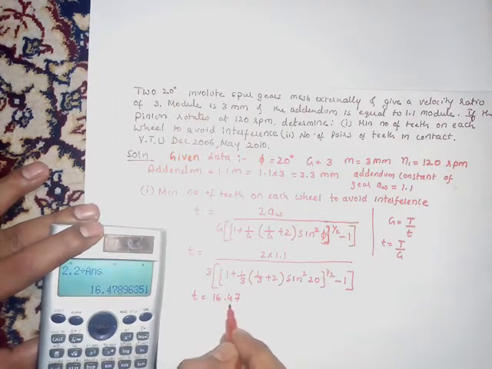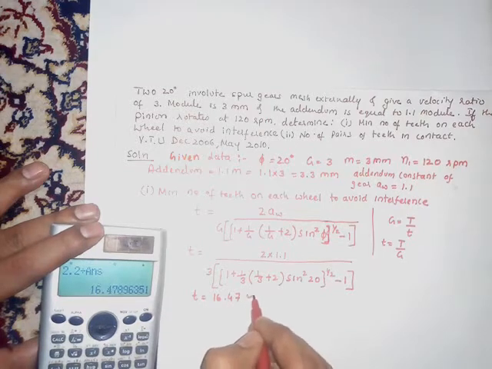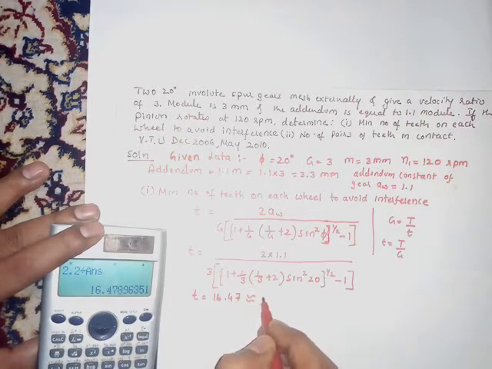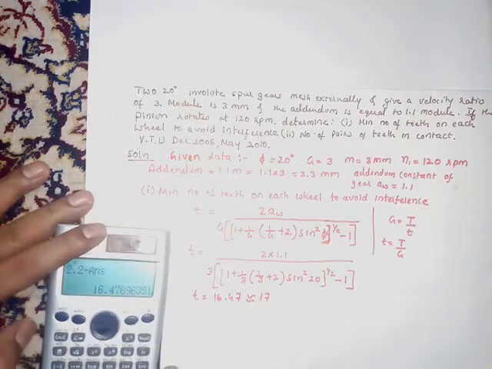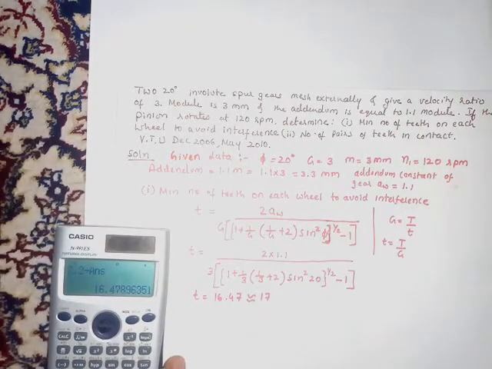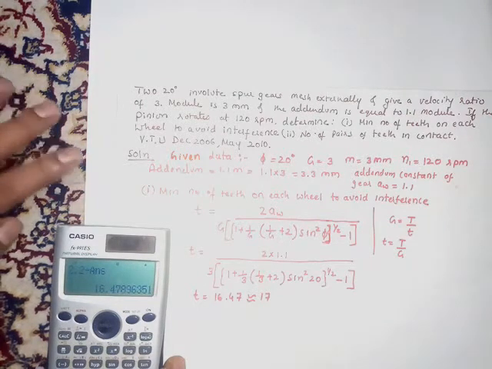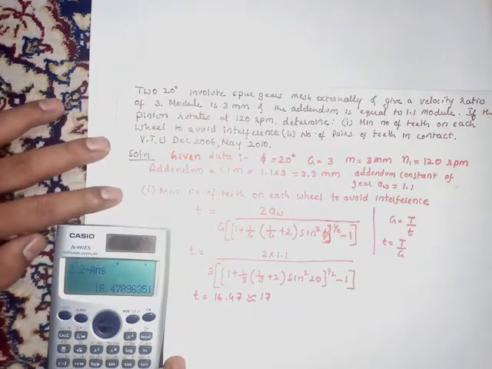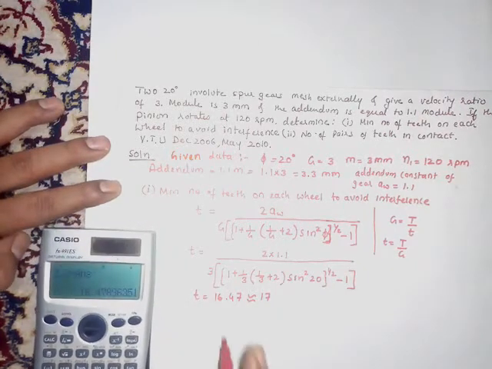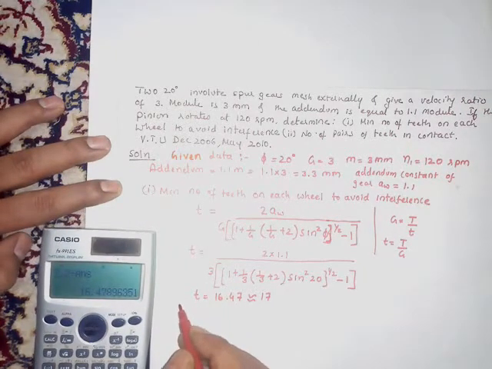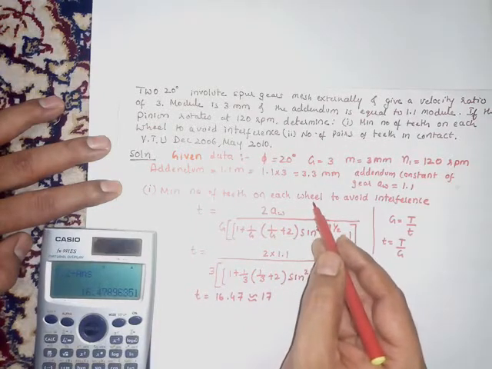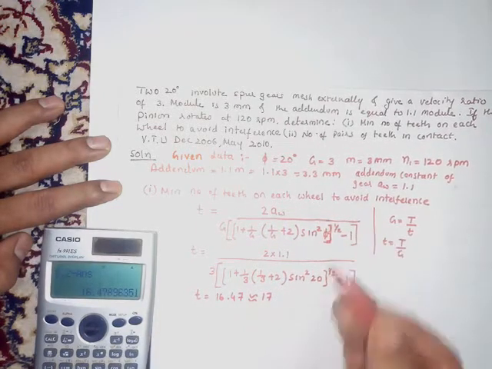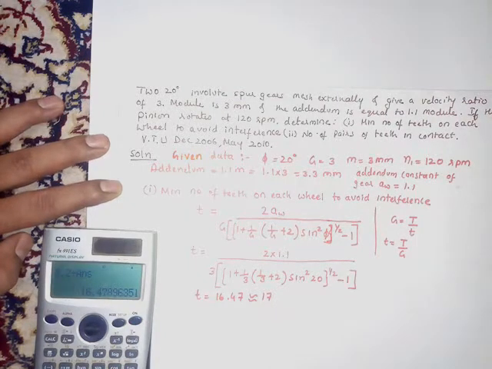Since the number of teeth cannot be decimal, this has to be rounded to the next number, which is 17. So the minimum number of teeth required for avoiding the interference is 17. So I'll write the minimum number of teeth on each wheel to avoid interference is 17.